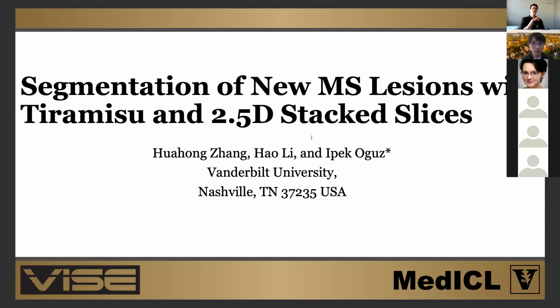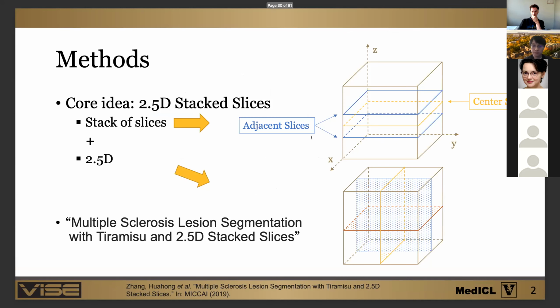Hello everyone, my name is Hua Hong Zhang. I work for Vanderbilt University, and in this presentation, I would like to show you our method for the MS New Lesion Segmentation Challenge. In general, we use a fully convolutional neural network to segment MS lesions from 2 time points. We use stacked slices from 3 different orthogonal views to achieve a 2.5D method that provides both local and global information for segmentation. We also apply an augmentation strategy to make our models more robust. And finally, we use an ensemble to make the final prediction from models trained with different settings.